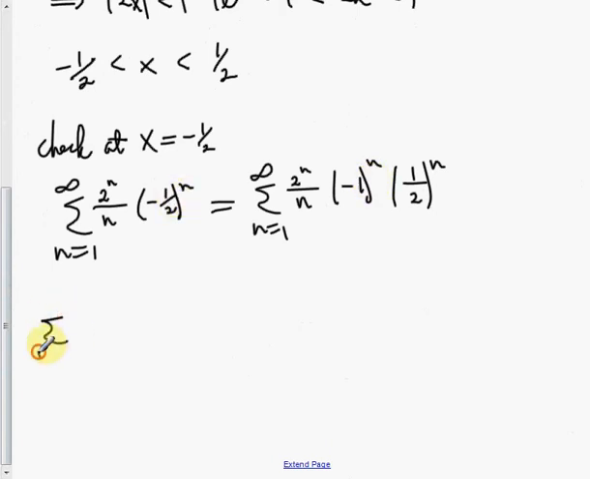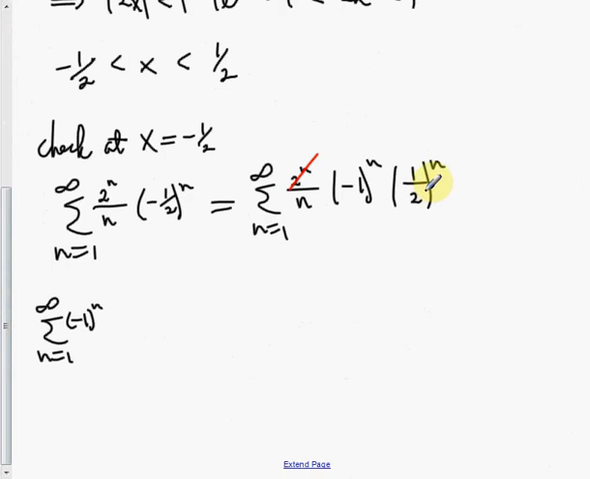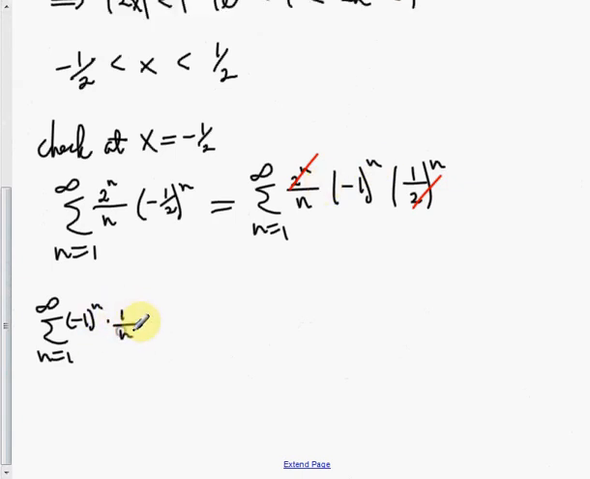So this is the summation as n goes from 1 to infinity of negative 1 to the n. You see the 2 to the n's cancel out? This is 2 to the n, and over here this is 2 to the n downstairs, right? See, they cancel out. This is 1 to the n, which is just 1 divided by 2 to the n. So what I have left then is negative 1 to the n times 1 over n. Is that convergent or divergent?